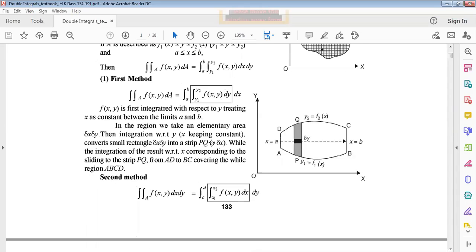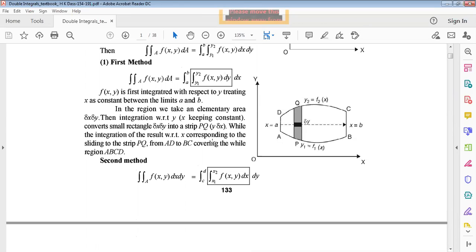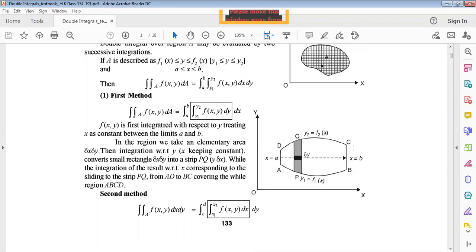Now the second method. Suppose this is the whole region, and this part will be y2 and this part will be y1. That means there will be two functions, y equal to f1(x) and this will be f2(x). Suppose we can divide it into N terms. Suppose del y is the smallest length, and for this smallest length we will get another length on the x-axis and y-axis. That means this is the del A, small area, and this will start from x equals a, and x equals b means this.